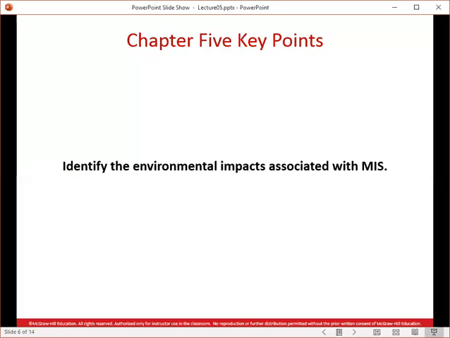Next, we identified the environmental impacts associated with MIS. And obviously, one of them is increased energy consumption. A second is increased electronic waste for our equipment that needs to be decommissioned. The third is increased carbon emissions that are associated with MIS. E-waste refers to discarded, obsolete, or broken electronic devices. Sustainable MIS disposal refers to the safe disposal of MIS assets at the end of their life cycle.